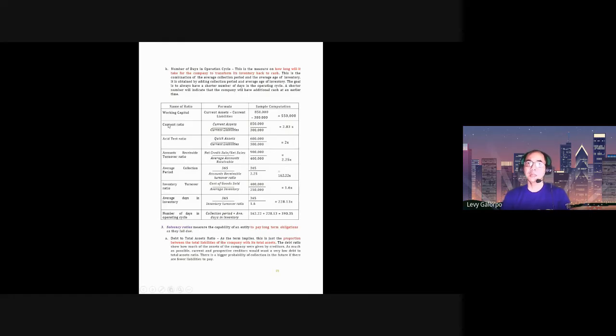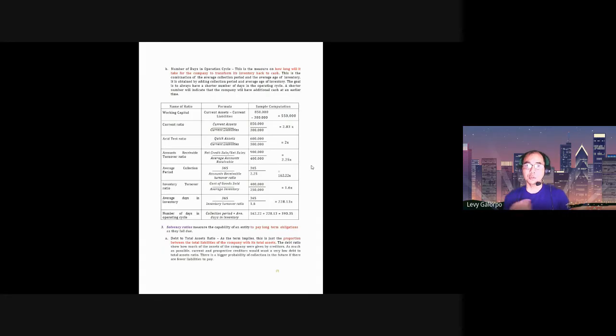And then we have the number of days in operation cycle. This is the measure of how long it will take for the company to transform its inventory back to cash. Gaano raw katagal na yung ating inventory ay magiging cash? Yan. So, operation cycle.